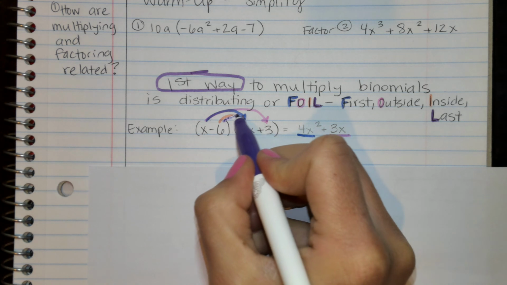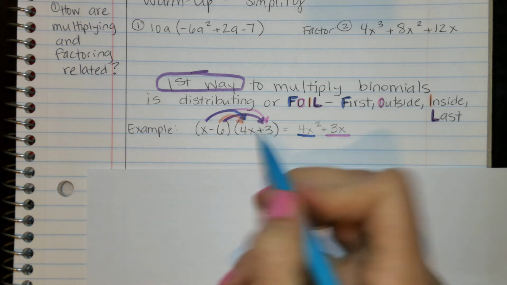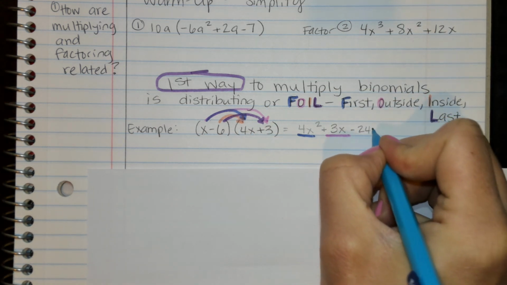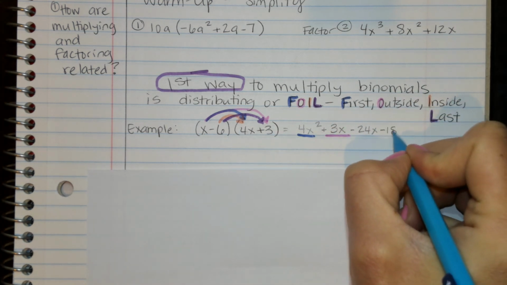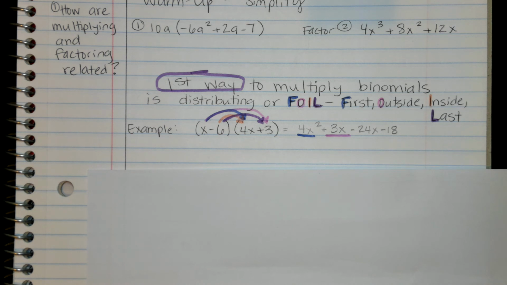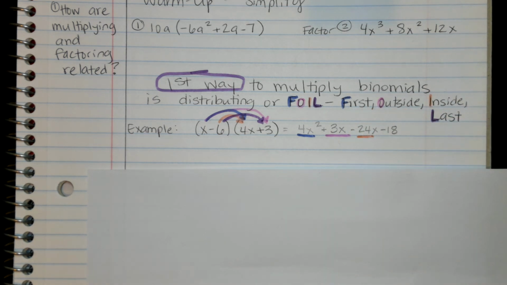But again, it really is just like distributing. And that's where it starts to look kind of weird with the arrows, but let's go ahead and see what we get. -6 times 4x is -24x, and then -6 times 3 is -18. And again, -24x is from multiplying the 2 inside numbers, and -18 is from multiplying the 2 last.